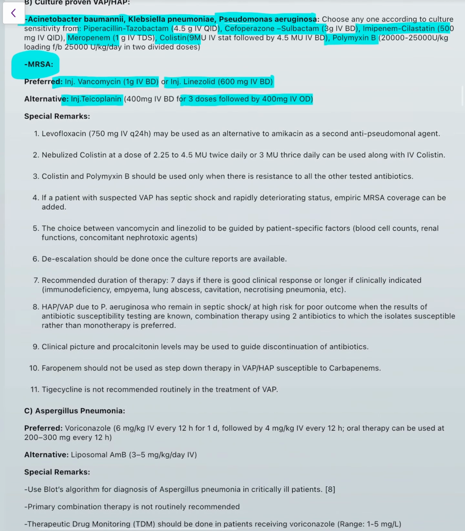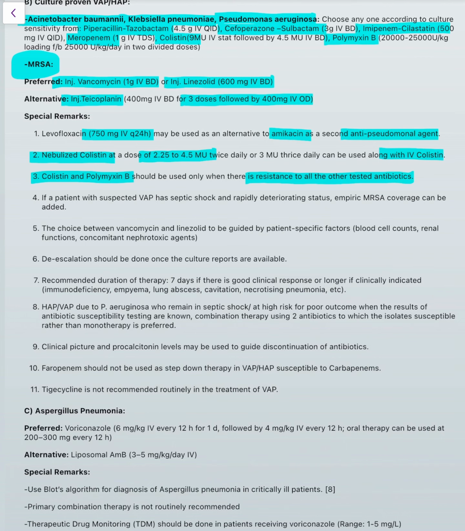Okay, what are the special remarks? Levofloxacin 750 mg IV once a day may be used as an alternative to amikacin, as a second anti-pseudomonal agent. Nebulization colistin at the dose of 2.25 to 4.5 million units twice a day or 3 million units thrice a day can be used along with IV colistin. Okay. Next, colistin and polymyxin should be used only when there is resistance to all other tested antibiotics.